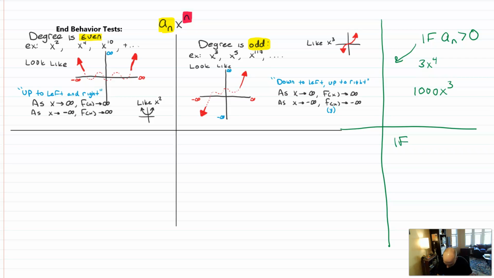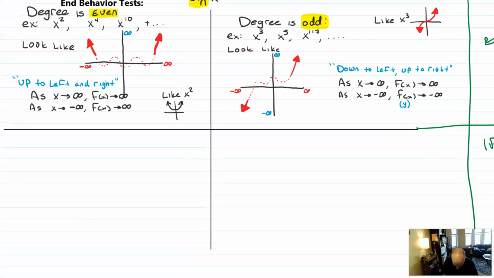But if your leading coefficient is negative, so negative 13x to the fourth, or negative 1,000 x to the third, we're going to have slightly different behavior. It's just going to be a reflection of the behavior I just listed. So for even degree, but with a negative leading coefficient, the graph will look like this.